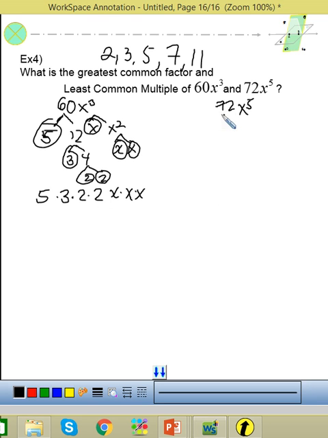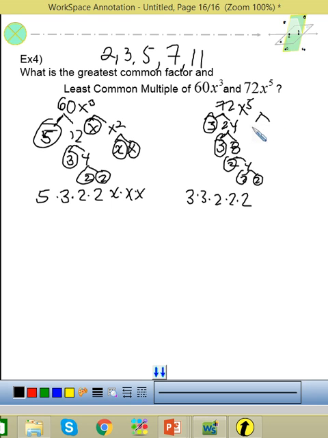Here it goes. 72. 72 divided by 5? No. By 3? 3. So that's 24. 24, that's 3 times 8. 8 is 2 times 4. And 4 is 2 times 2. So this is 3 times 3 times 2 times 2 times 2. X to the 5th, once again, is the same as x times x to the 4th. Yes? And circle the x. And this one is the same as x times x to the 3rd.